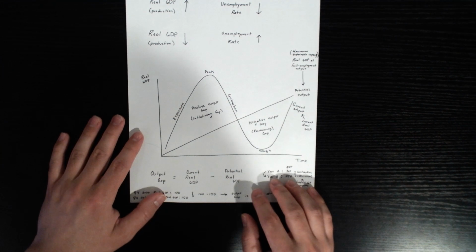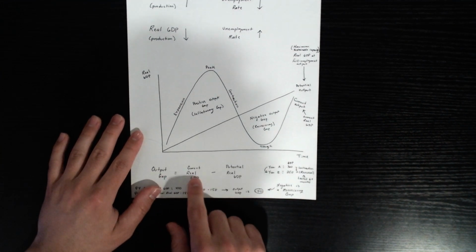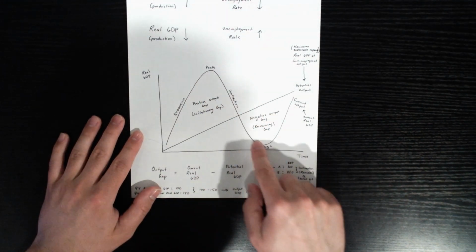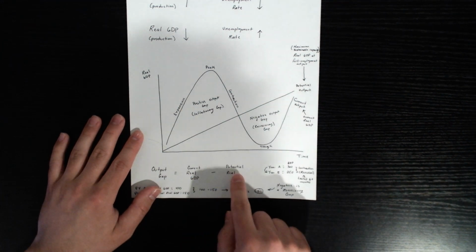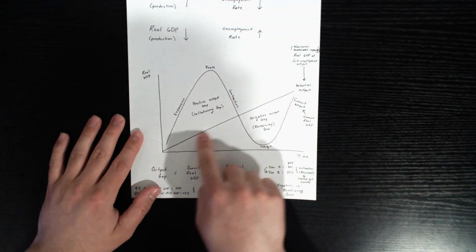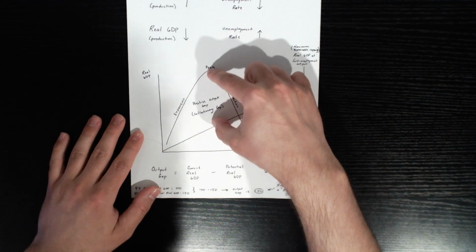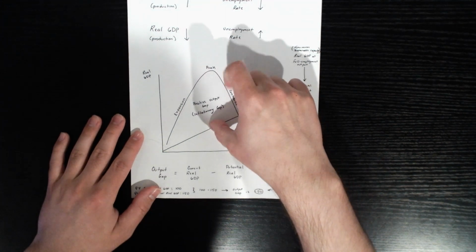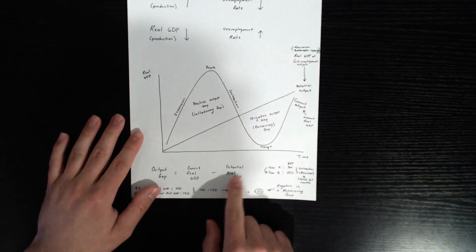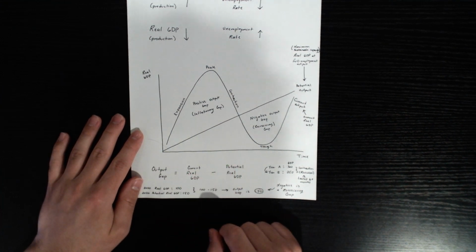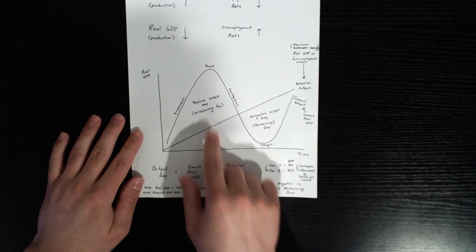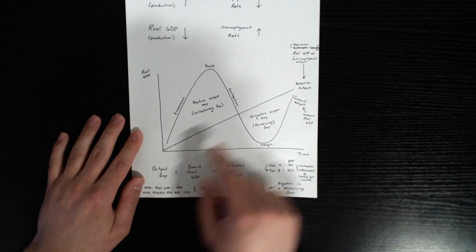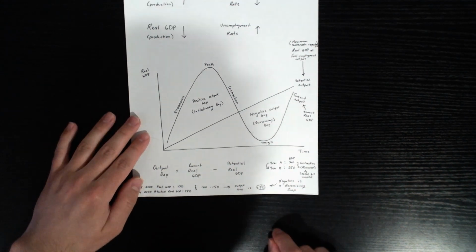How do we know how much of an output gap we have? Well, we get the current GDP, wherever we are on that cycle, minus the potential GDP at that specific time frame. So let's say this would be the current GDP, and that would be the potential GDP. And that would tell us how much of an output gap we have. If it's a positive number, positive gap. If it's a negative number, negative gap.